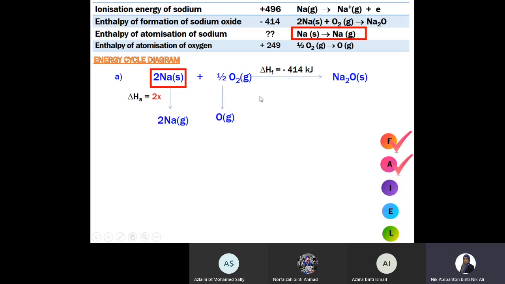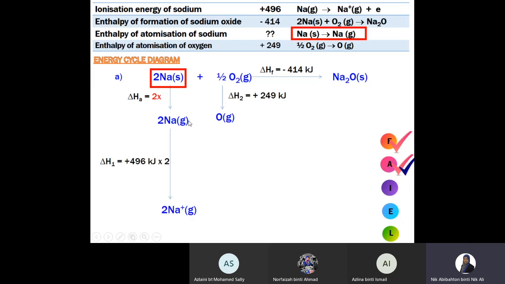Then we're going to proceed with the atomization of oxygen. The atomization of oxygen in the cycle is half O2. According to the definition, half O2 also. So easy, we just write that 1 mole of oxygen gas is produced. Write the value of the enthalpy of atomization together with the unit kilojoule.